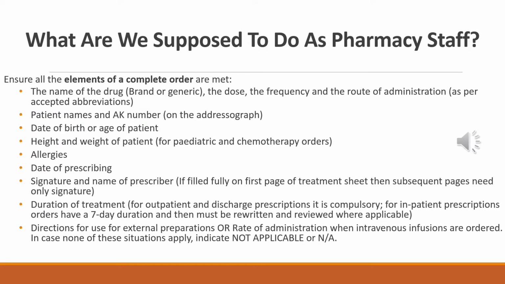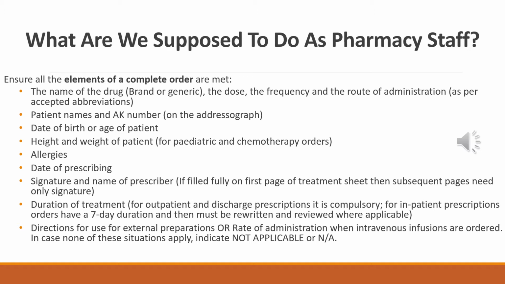We should also ensure all the elements of a complete order are met. These elements include: 1. The name of the drug, that is brand or generic, the dose, the frequency and the route of administration, as per accepted abbreviations. 2. Patient names and AK number on the addressograph. 3. Date of birth or age of patient. 4. Height and weight of patient, especially for pediatric and chemotherapy orders.